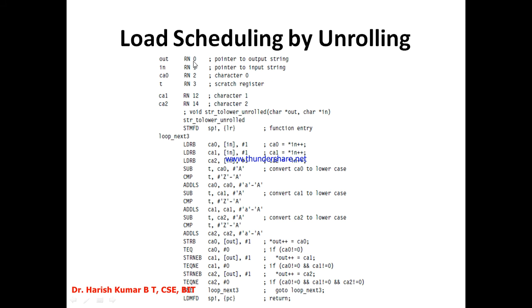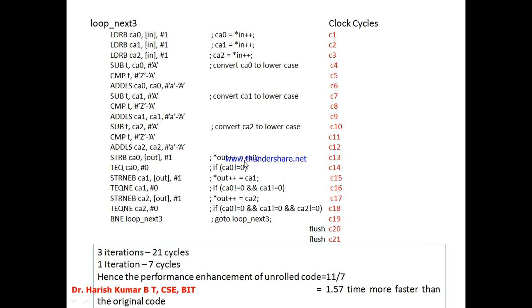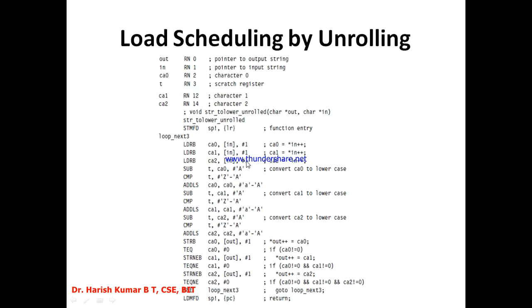Now RN0. I hope you know this already. RN is register renaming, or assigning an alternate name to the register. Register R0, I'm giving an alternate name, out. Similarly R1, I'm giving the alternate name in. R2, I'm giving CA0, and for R3, I'm giving T, for R12, I'm giving CA1, and R14, I'm giving CA2. And now here I have unrolled the loop 3 times.